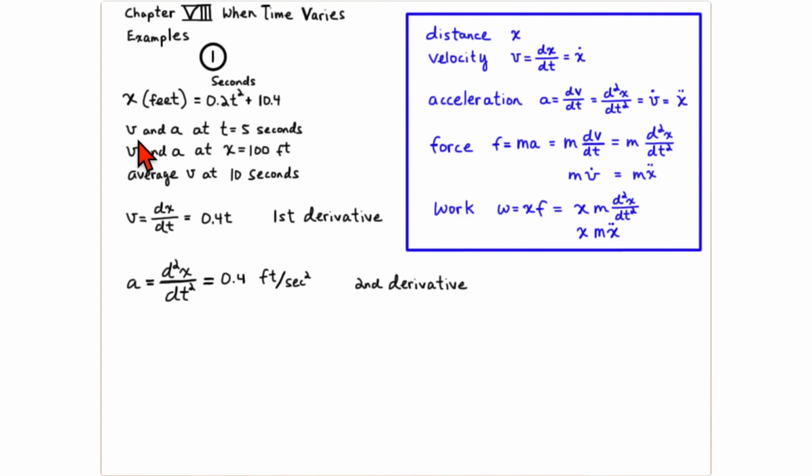We're supposed to find the velocity and acceleration at 5 seconds, at 100 feet, the average velocity at 10 seconds. This is the first derivative of the equation up here, which is velocity is equal to 4/10 times the time.